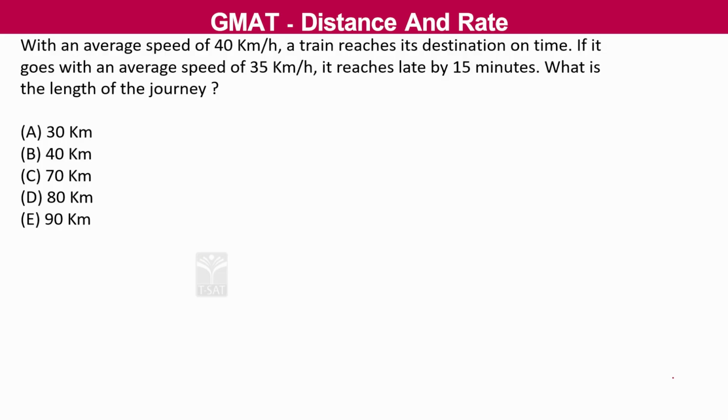With an average speed of 40 kilometers per hour, a train reaches its destination on time. If it goes with an average speed of 35 kilometers per hour, it reaches late by 15 minutes. What is the length of the journey? Let's say the length of the journey equals L. So, the time taken when it is at an average speed of 40 kilometers per hour comes out to be L divided by 40.